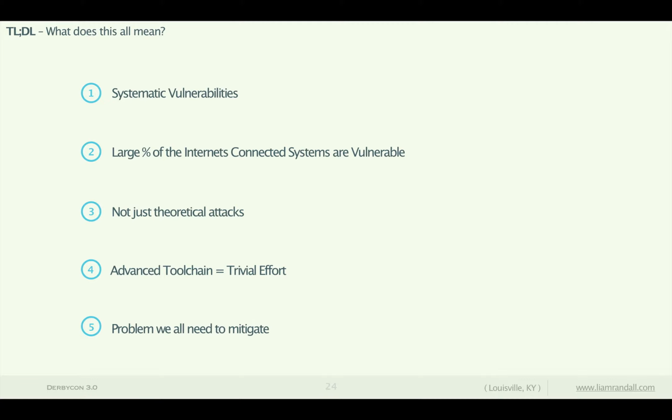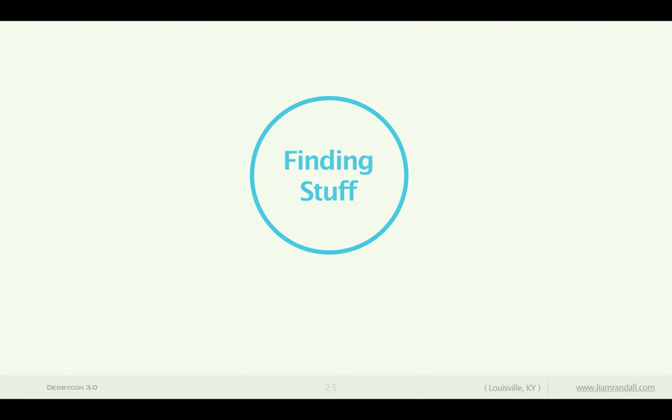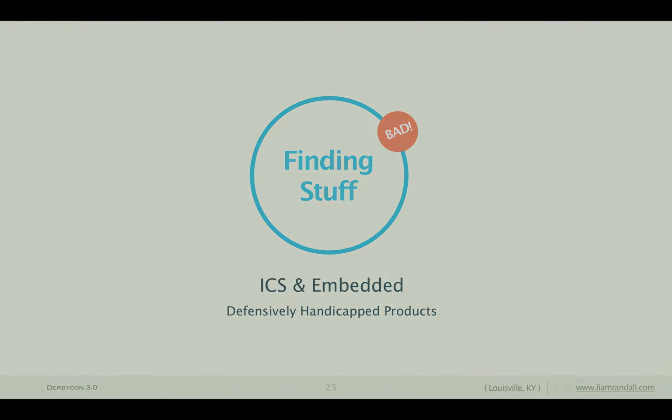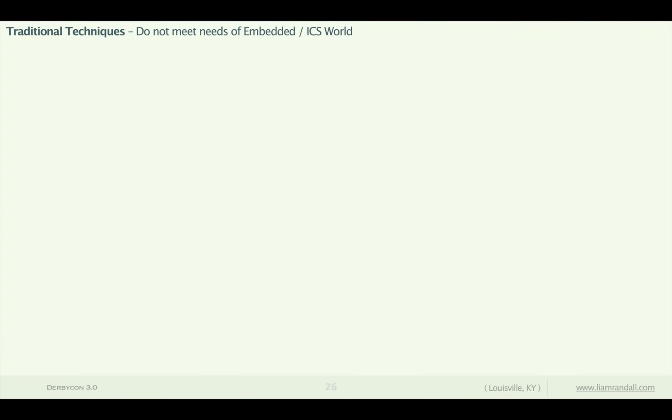And unfortunately, that means that this is a problem that we all need to mitigate. So, how do we find this stuff? When we're talking about ICS and embedded world, these are defensively handicapped products to begin with. When we talk about finding this stuff, I think generically we mean we want to find bad stuff, but let's first also consider how we find stuff in general in this space.